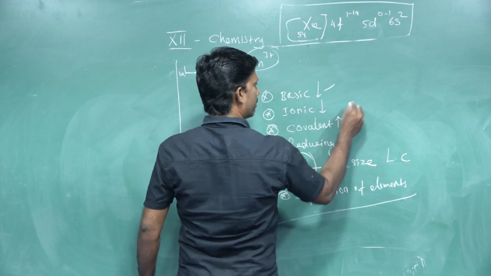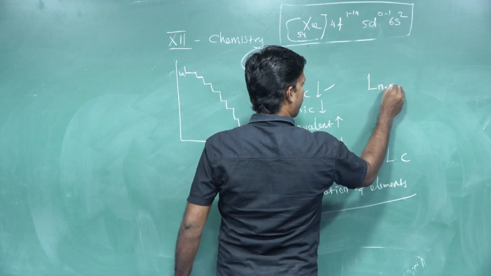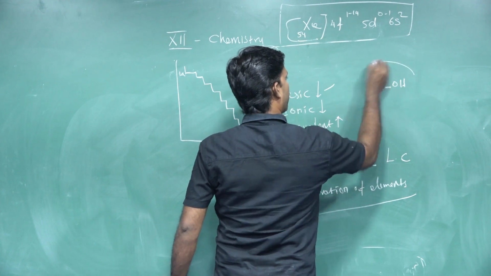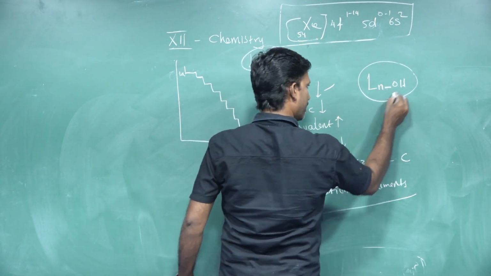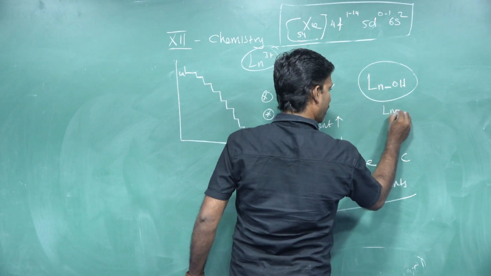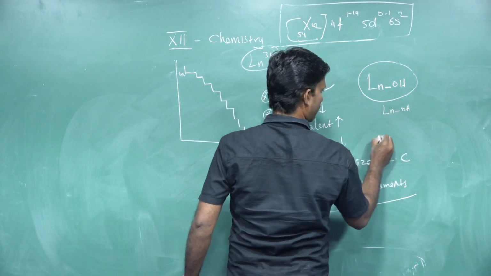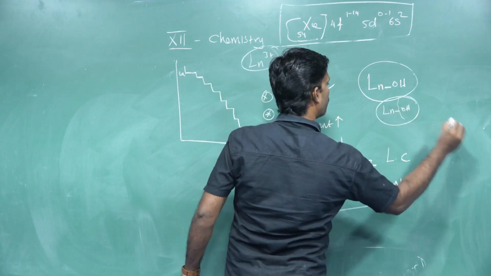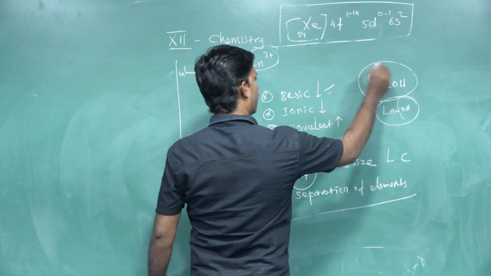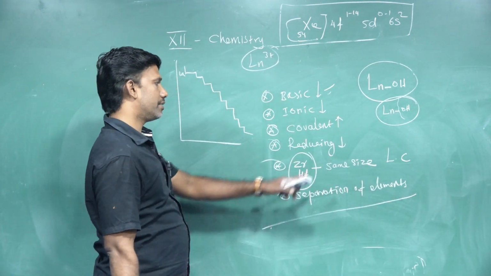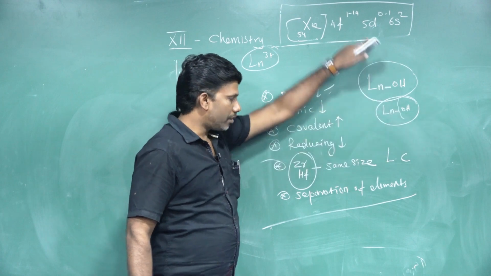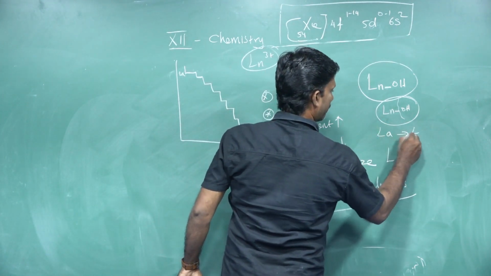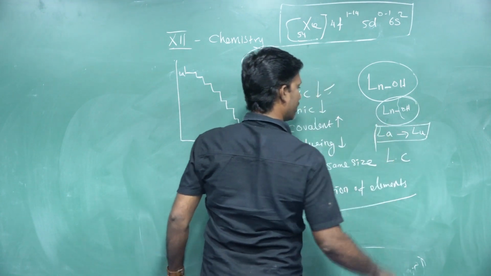Why does basic character decrease? From Ln onwards, the distance between the metal and hydroxide ions decreases, which means the Ln-OH bond is shorter. So they are tightly packed, and removing the OH is very difficult. Basic character is due to the removal of OH. It is very difficult, that's why as we move from lanthanum to lutetium, basic character decreases.